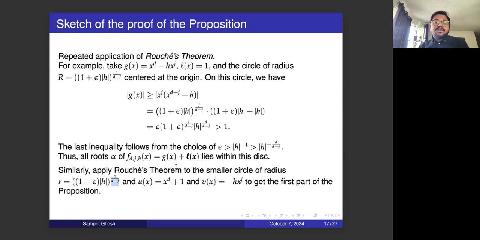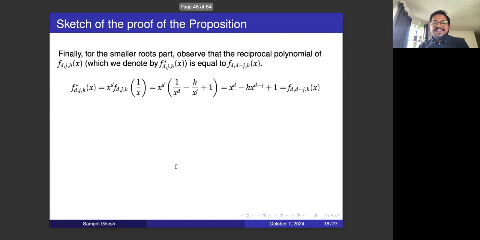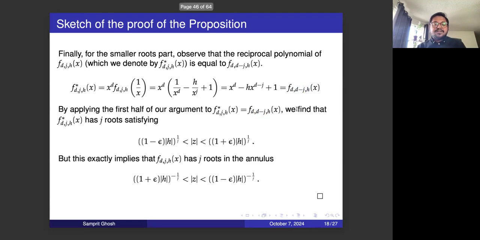The smaller roots can be obtained more easily by a little smarter argument, where you consider the reciprocal polynomial. Once you know where the large roots are, you see that the reciprocal polynomial f star d,j,h of x is just f_{d,d minus j,h} of x. So then you can apply the first part of the result, replacing j by d minus j. And that will give you the location of the smaller roots. Okay, so this is very useful, as we will see, to know where these roots are.